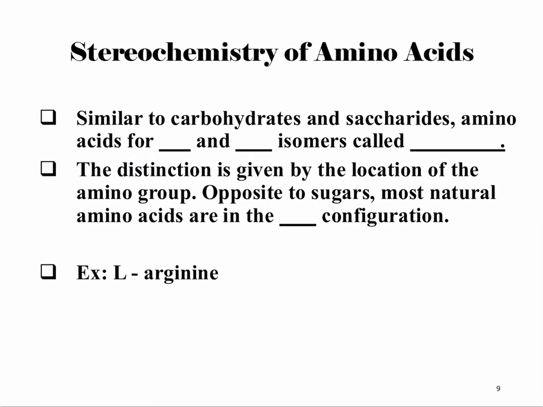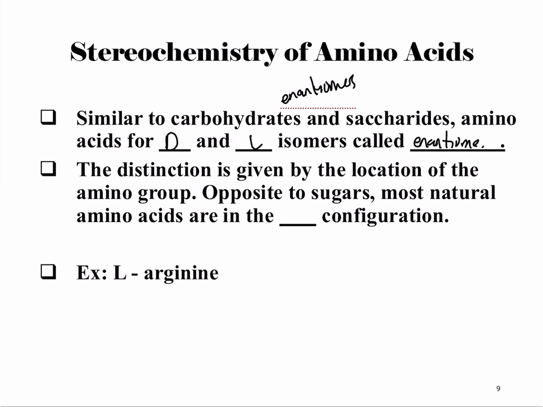Amino acids also have stereochemistry except for glycine, which I mentioned before. And so, similar to carbohydrates, we have D and L isomers, and specifically they are enantiomers because they form chiral mirror images of each other. Again, these were called enantiomers.